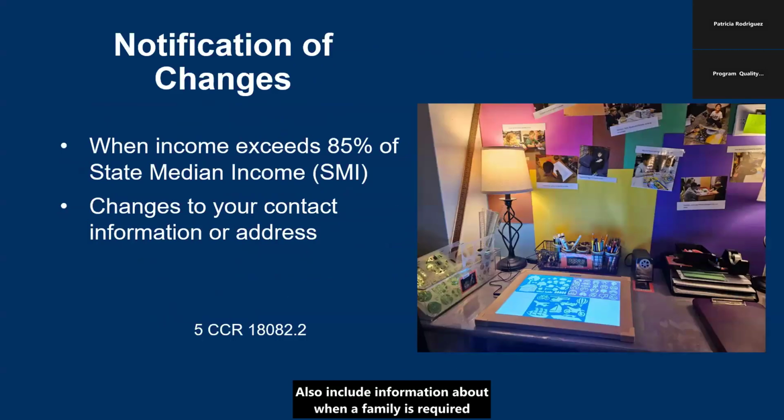Also include information about when a family is required to notify the agency of changes to income, contact information, or address. When a family is initially certified or recertified on the basis of income eligibility, they must be informed of the requirement to report if their income changes to exceed 85% of the state median income, or SMI. Reference 5 CCR 18082.2 for more details on this requirement.